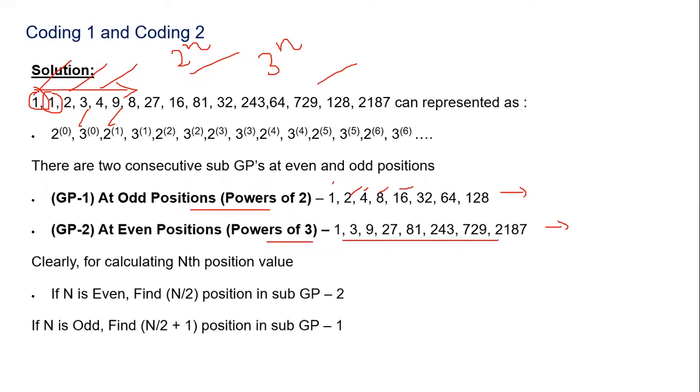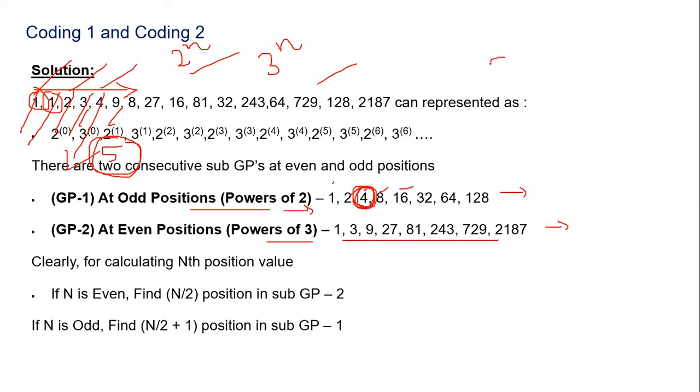If I'm talking about the fifth term, what is it? 1, 2, 3, 4, 5. Okay. This is my fifth term. So that is of course in the odd position. Now the fifth term lies in the third position of my GP of 2, right? It lies in the second position, third position.